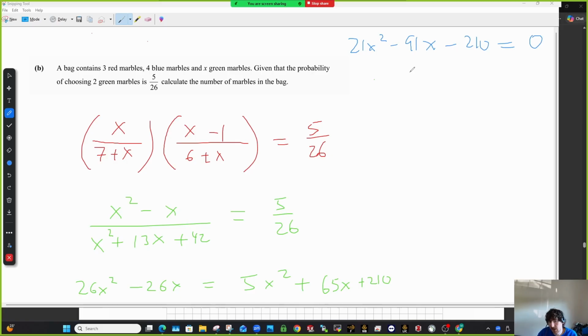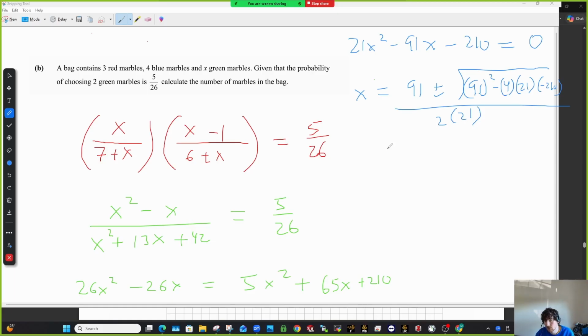Now this probably can be factorized, but I'm not too bothered with that. Because 91 looks a bit awkward, I'm just going to use the minus b formula here. So then this will be minus b plus and minus the square root of 91 squared. Again, the sign doesn't matter because you're squaring it. Then it's minus 4 bracket a, which is 21, times c, which is minus 210. So all of that will turn to a positive, all over 2 times 21. You type that into your calculator. So I'll pause the video for this.